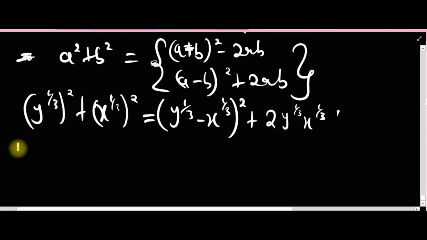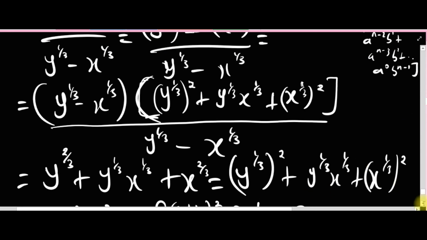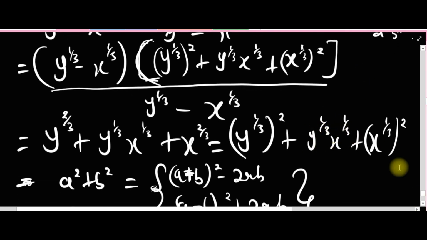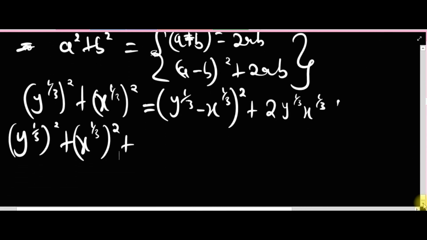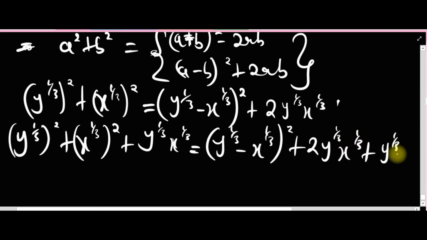That's it. So remember, we have y^(1/3) squared plus x^(1/3) squared plus, that's the middle term, so plus this. So we have plus y^(1/3) x^(1/3). And we know that these sum to y^(1/3) minus x^(1/3) all squared plus 2y^(1/3) x^(1/3) plus finally y^(1/3) x^(1/3). So we can sum this.